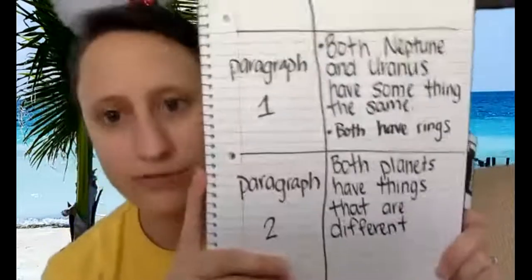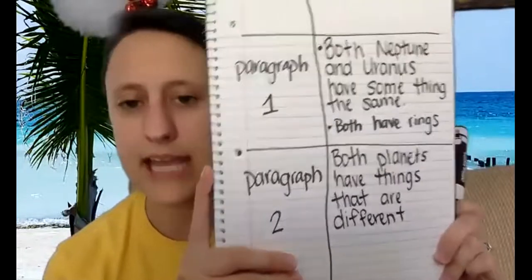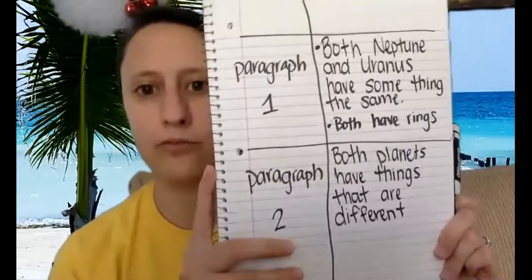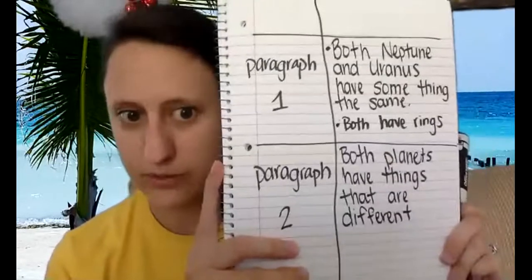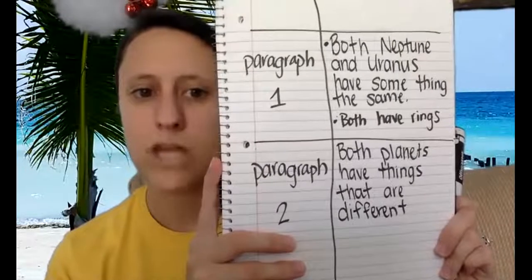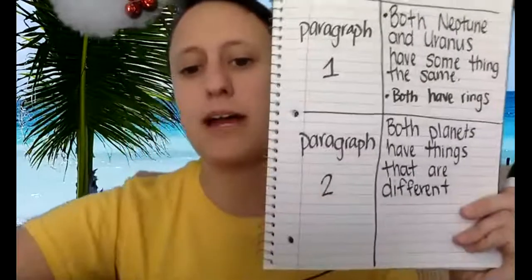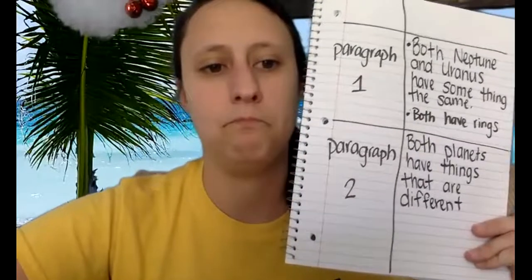Okay, so here's what I have. Now remember, you don't have to write what I have. As long as it's giving the same information, it does not have to be word for word what I wrote. These are your notes. You've got to be able to understand what you wrote, okay? Now, just like before, let's go back to the passage, okay?